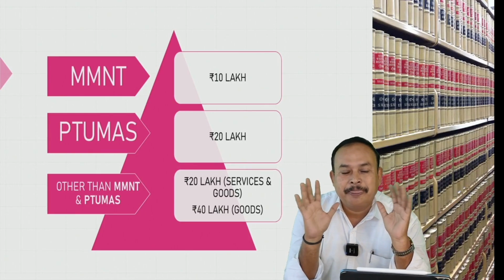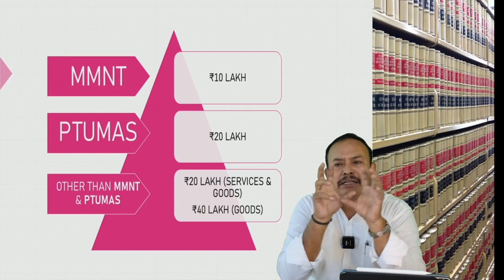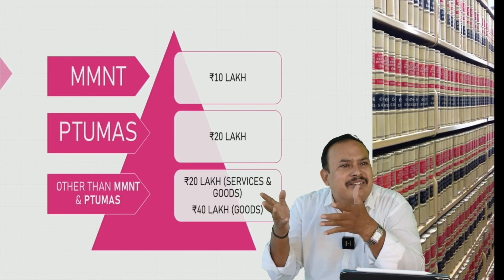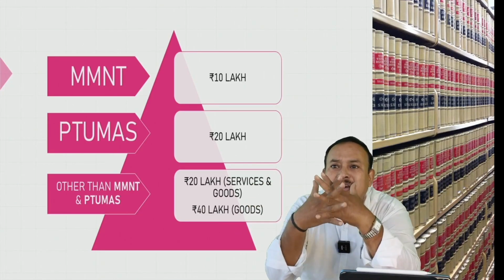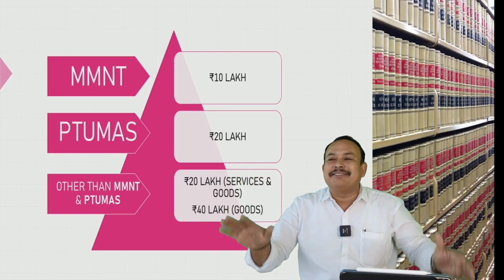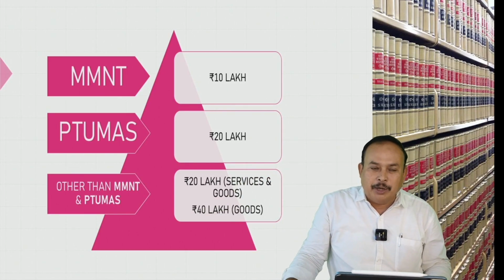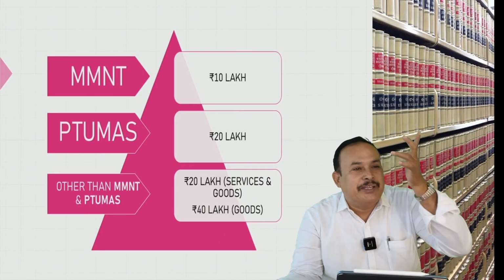Is that clear? Rest of India is divided into 2 parts. Goods, 40 lakhs. Only service, 20 lakhs. If both, 20 lakhs. Got the clarity? Any difficulty? Now, the difficulty is here.